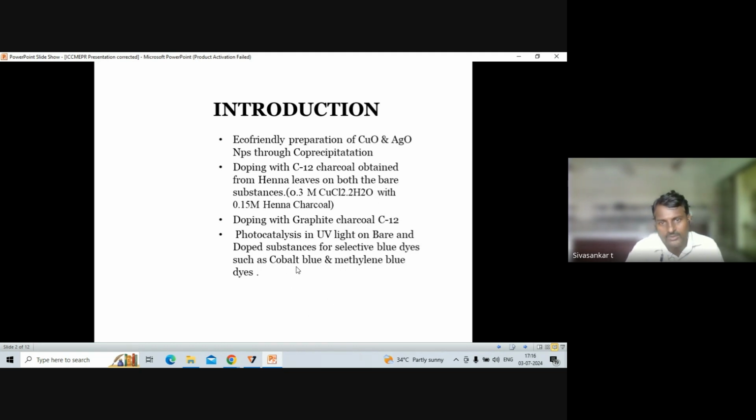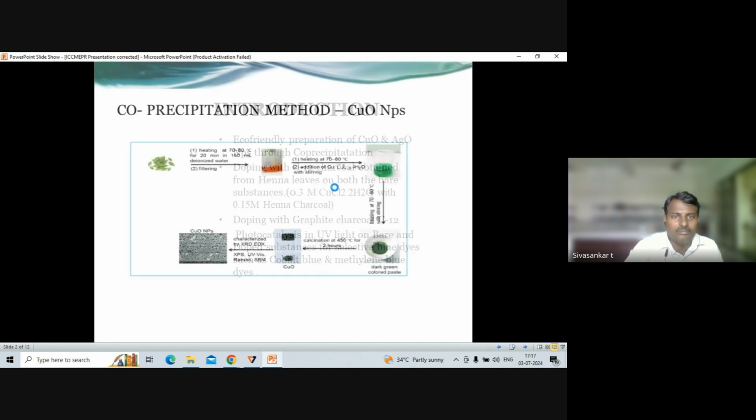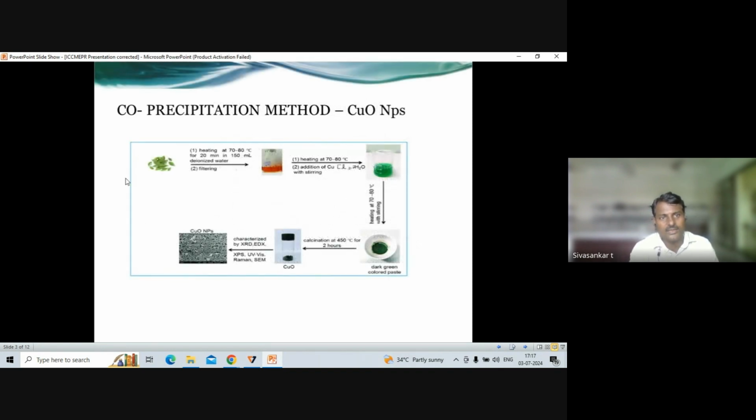This is halfway down. It's not completely over. Kindly excuse that, because we have done the precipitation method. The nanoparticles are ready and doping is done, but we need to carry on the photocatalysis process. And the preparation of CuO is done by biological method, and we have taken the henna extract, which is heated to about 70 to 80 degrees Celsius for about 20 minutes, and the extract is treated with 0.3 molar copper chloride solution with constant stirring, and that is given calcination at 350 degrees Celsius for 5 hours, and we got copper oxide nanoparticles.